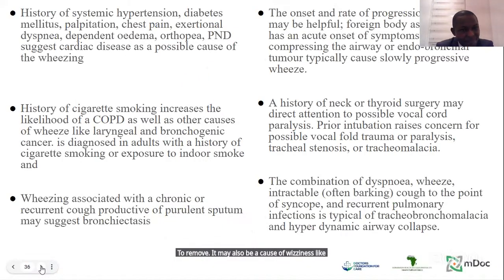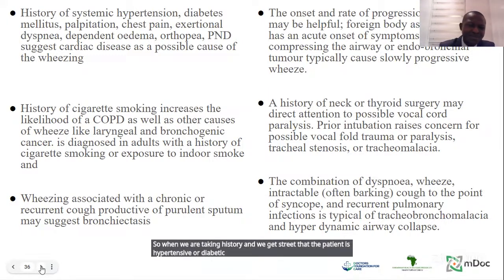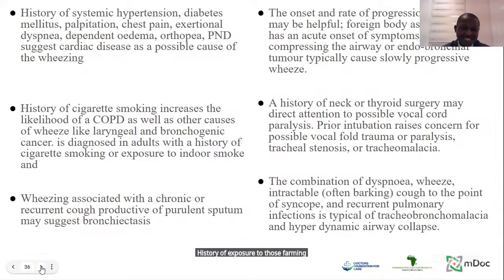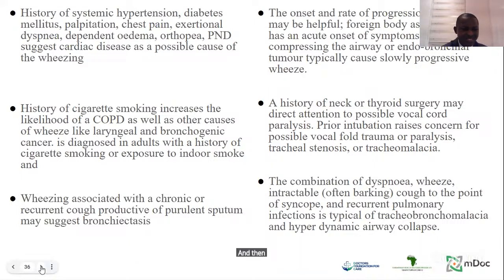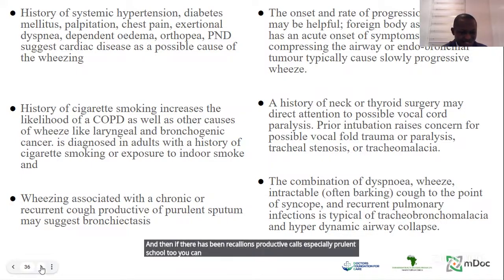Next slide. And so when we are taking history and we get a history that the patient is hypertensive or diabetic, or there has been a history of palpitation, chest pain, orthopnea, we should think that it may be a cardiac related pathology. And then a history of cigarette smoking or biomass exposure, exposure to dust, farming, we raise the suspicion that a COPD might be the likely cause of what we are dealing with. And then if there has been recurrent productive cough, especially purulent sputum, you can be thinking of suppurative lung diseases like bronchiectasis, empyema, lung abscess.